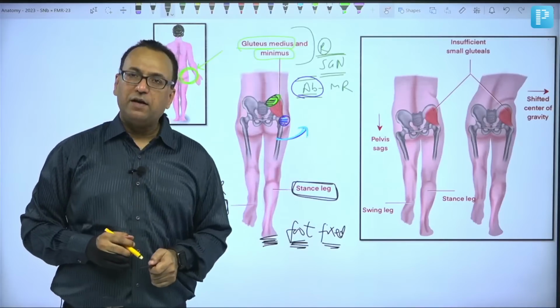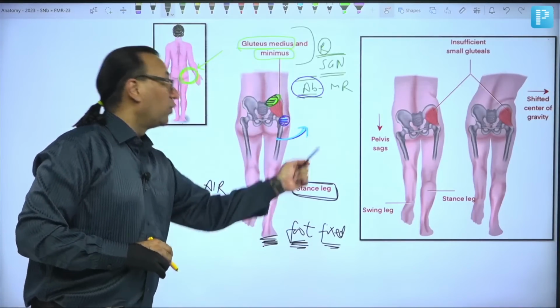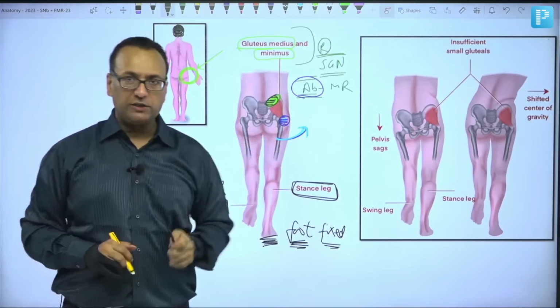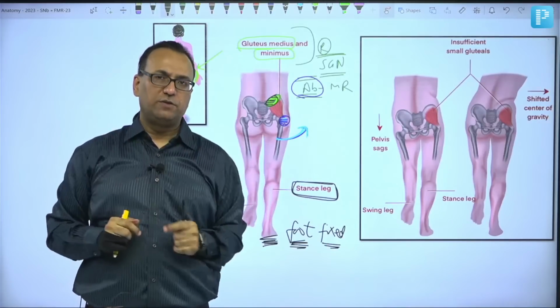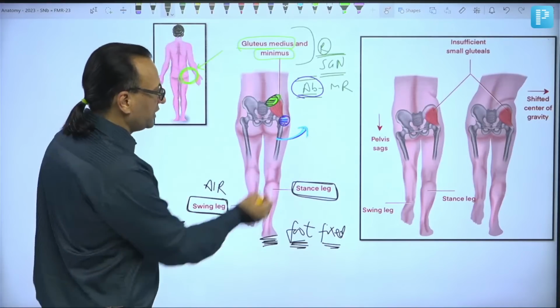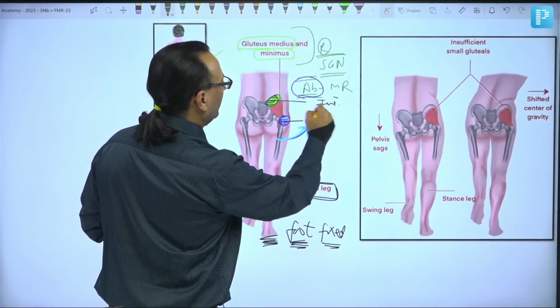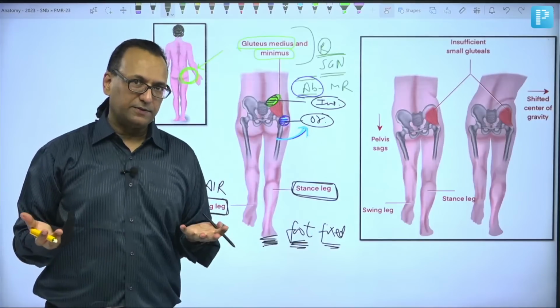So what will happen then when this muscle is working? In this scenario, the gluteus medius and minimus cannot do abduction, so origin and insertion will interchange. What is that? That means this becomes the origin and that becomes the insertion. What is the purpose of doing that?